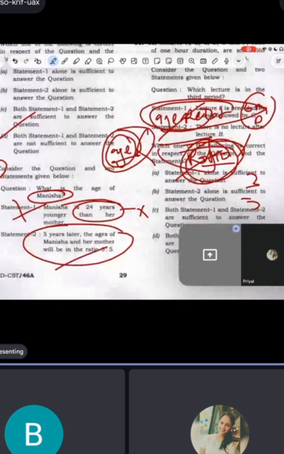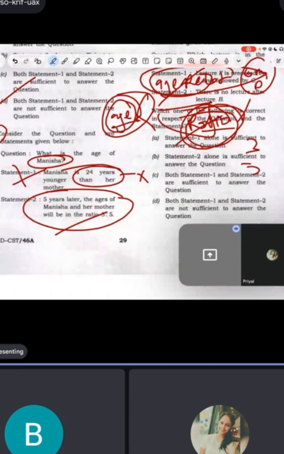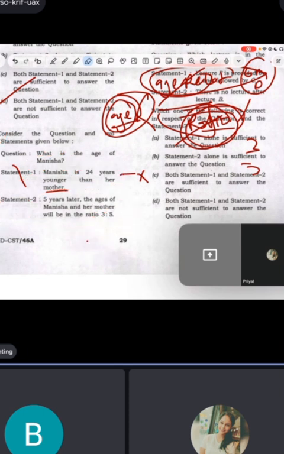Common sense, guys. If you solve this question, it will take a minimum of 3 minutes. But if you go by my approach, you will save time. Otherwise, if you want to verify, you can verify yourself later on. But this is the approach I'm telling, which works in the real examination.